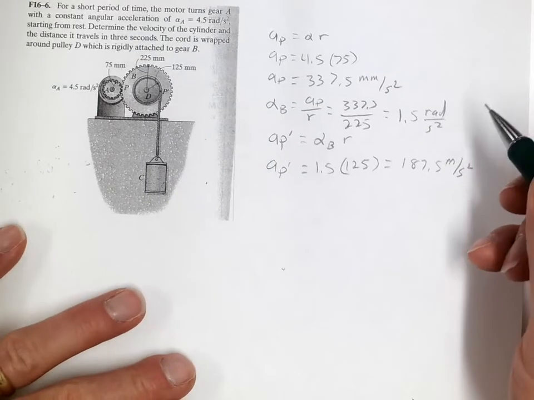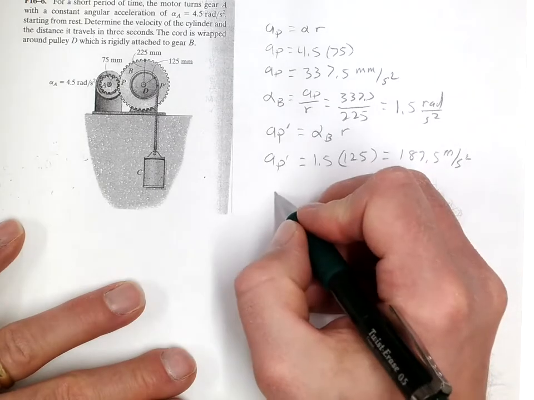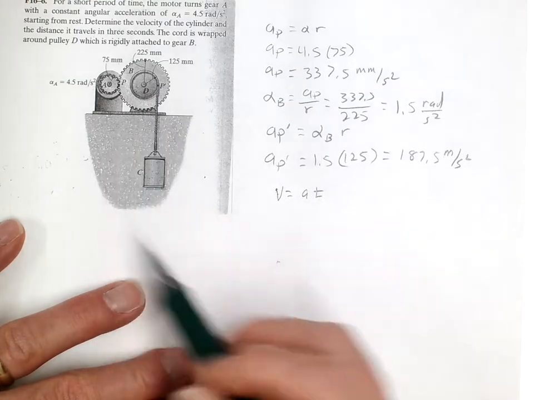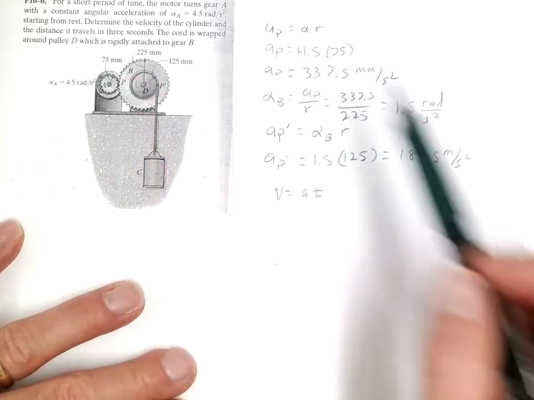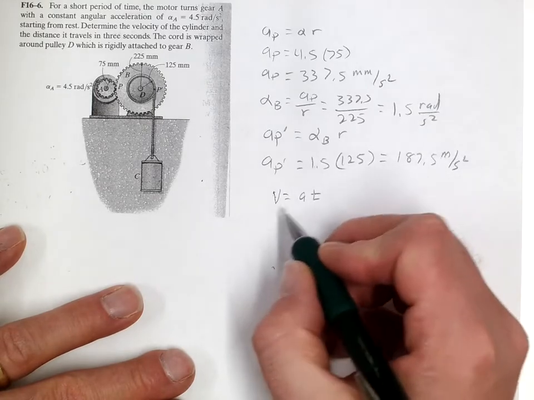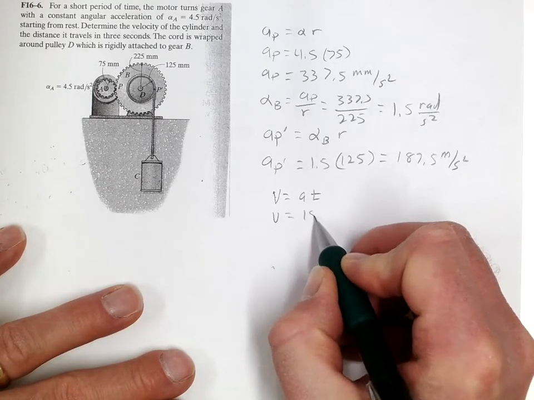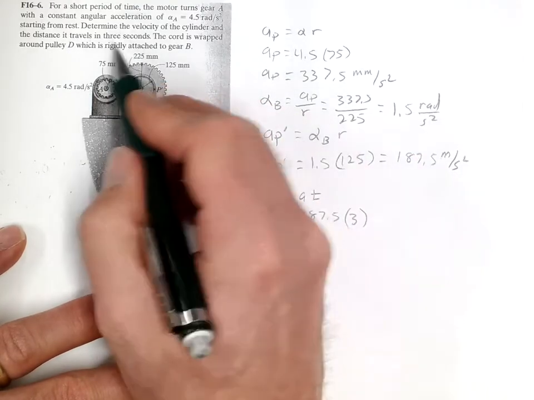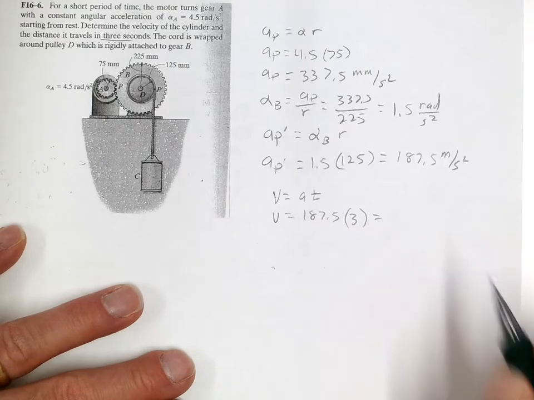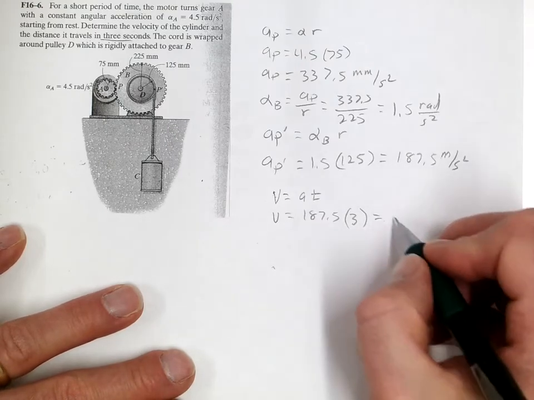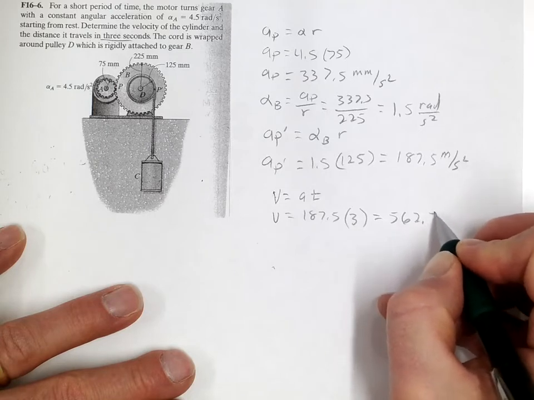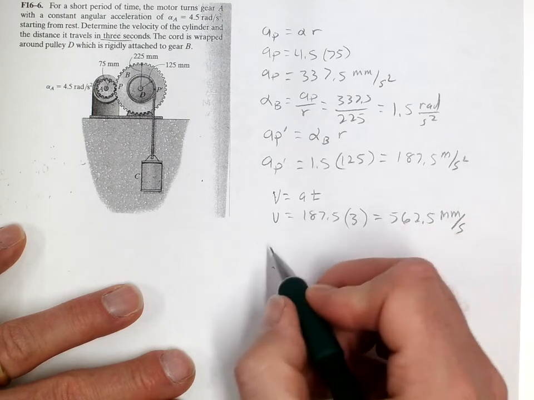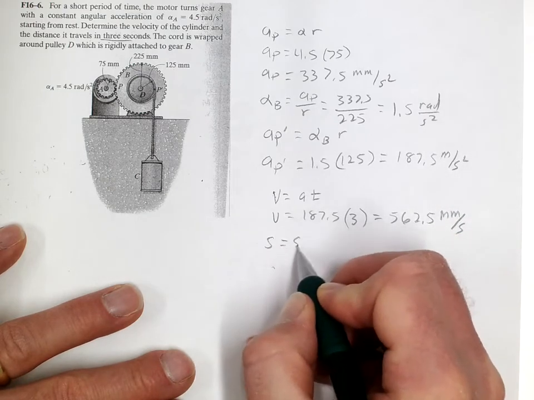So now that we're in linear motion, we can say that V is equal to AT, because again, this is a constant angular acceleration. Okay, so V is equal to 187.5 times the time of 3 seconds, right there. So that turns at a rate of 562.5 millimeters per second.